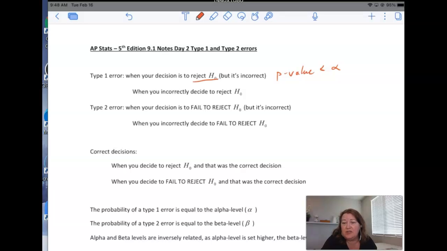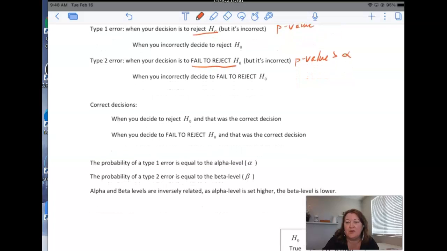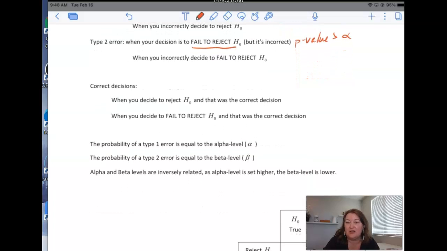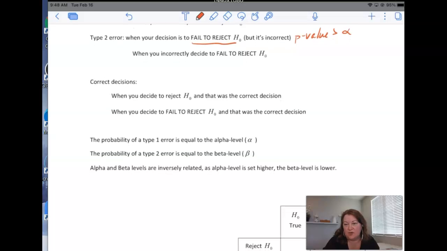A type 2 error is when your decision is to fail to reject H0, but that turns out to be an error. So that's when your p-value is greater than alpha, so you decide to fail to reject, and then later we find out that was the wrong decision to be made. Okay? Remember too that there are also correct decisions. You could decide to reject H0 and find out that was the correct decision, or you could decide to fail to reject H0 and then you find out that's a correct decision as well. Okay, so errors only happen if we were to find out later that our decision was wrong.